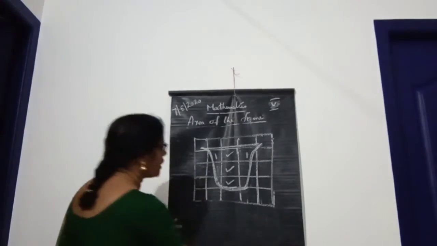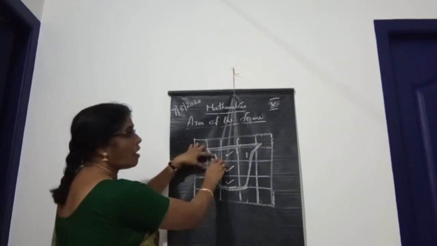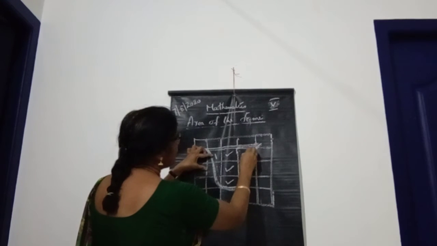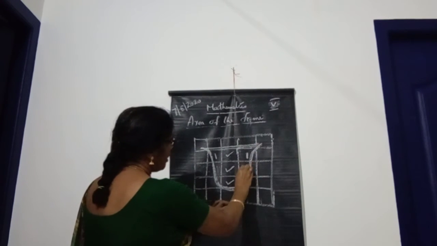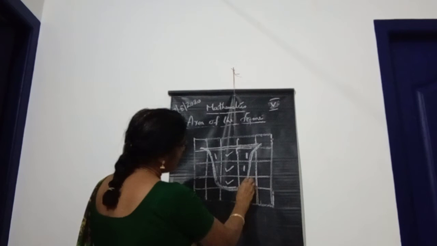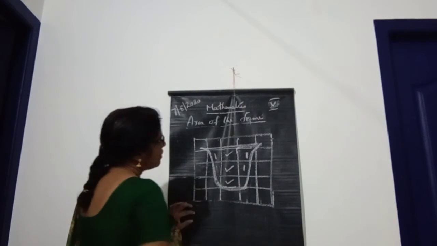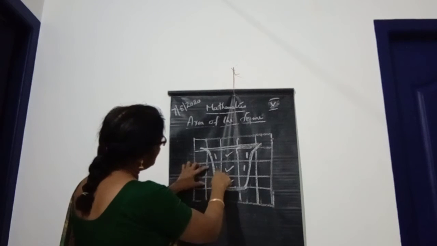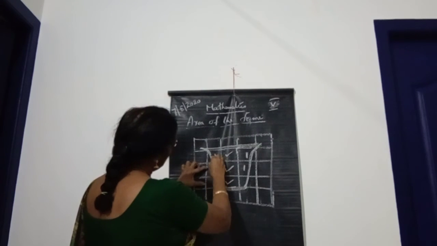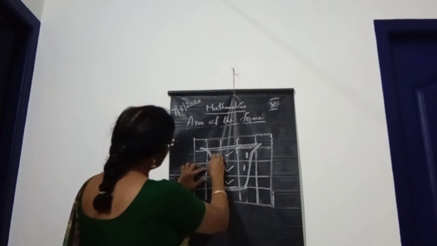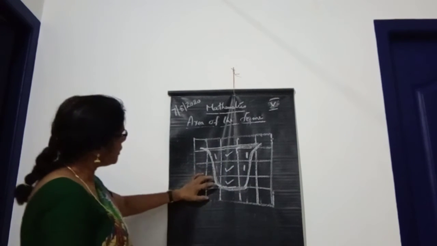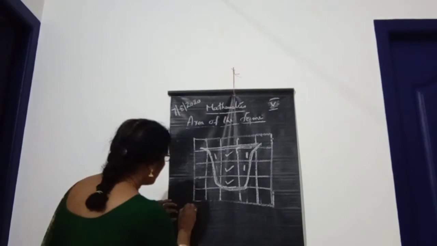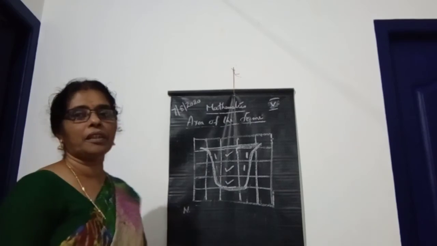So look here. This one is more than half of the square, and this one also is more than half of the square, but this one is not more than half, that is less than. This one also less than, and this one we can take as some more. Yes, we can take this. So what is the area of the figure, children?